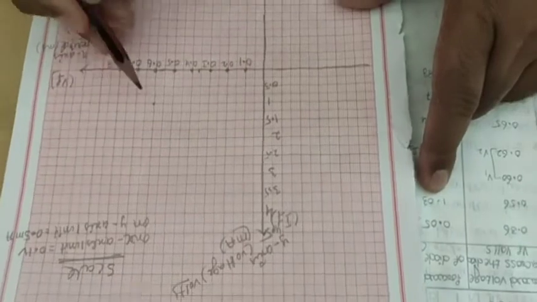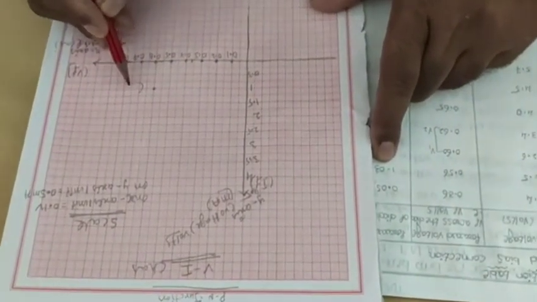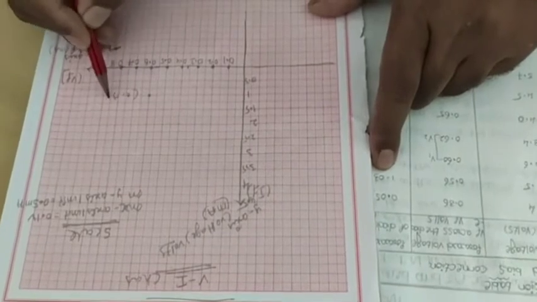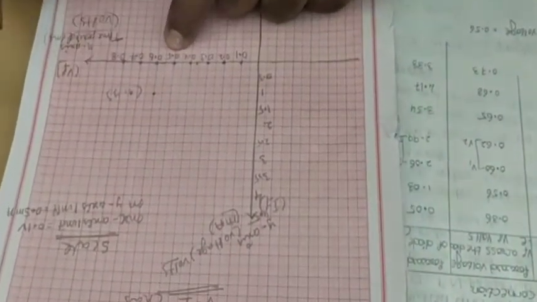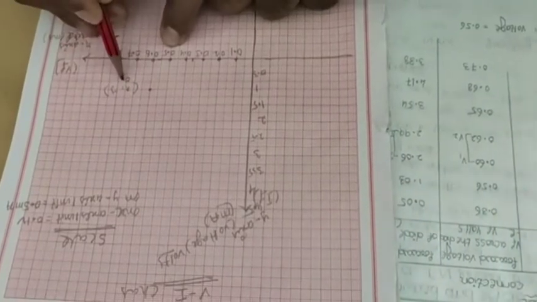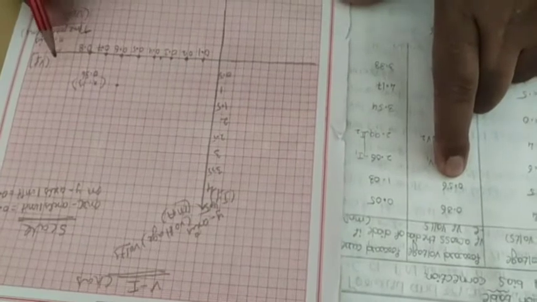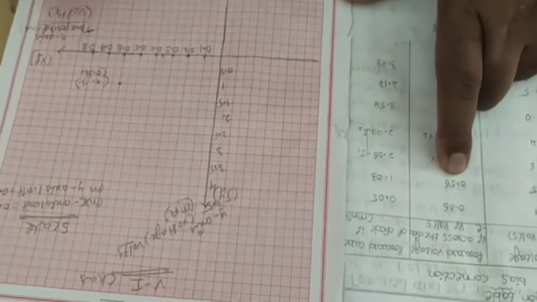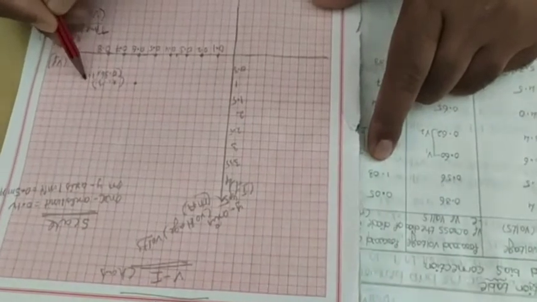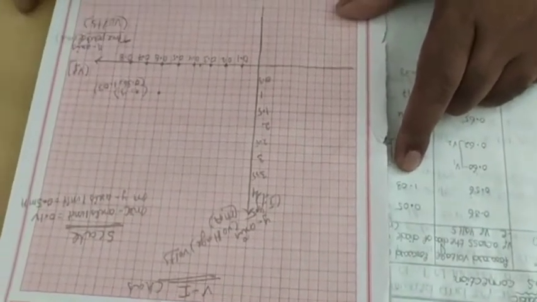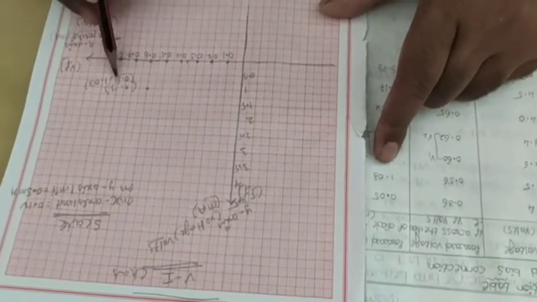Here you must mention that particular point as x comma y. X comma y means, in the x-axis, what is the voltage here? See here, 0.56 comma, and in the y-axis, what is the current? 1.03. This is very important. The two parameters, x and y, are very important.